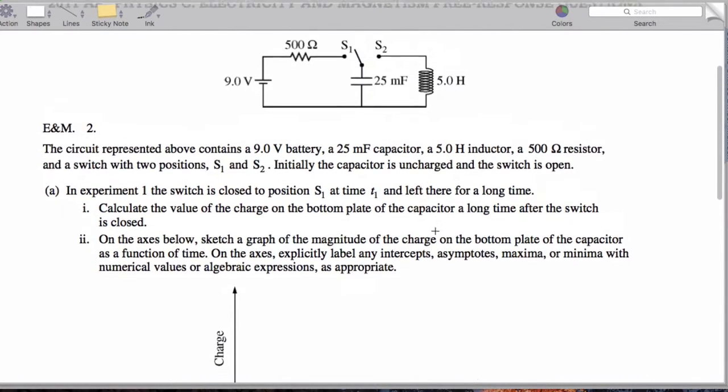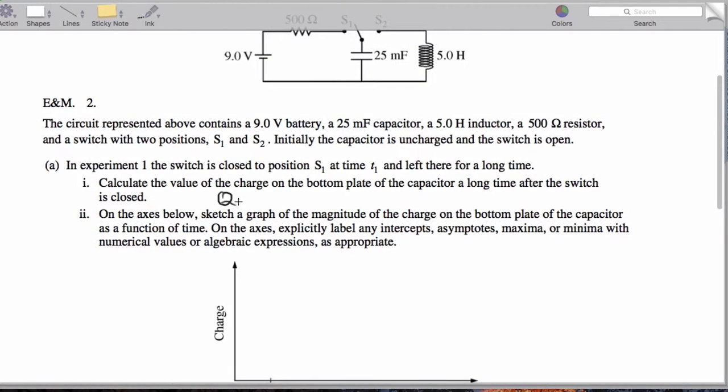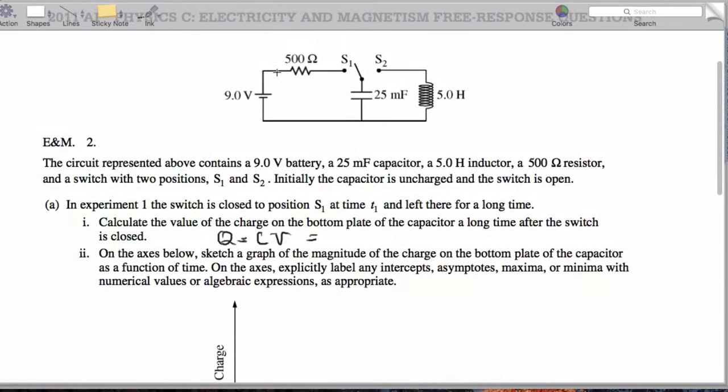So let's just use the fact that Q equals CV. And since current goes out this way, this will be the negatively charged plate. So that'll be 25 millifarads, it's 25 times 10 to the negative 3. It has all the voltage of the battery after a long time, so that's times 9.